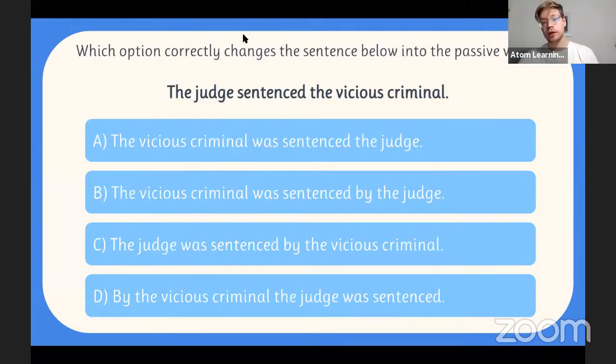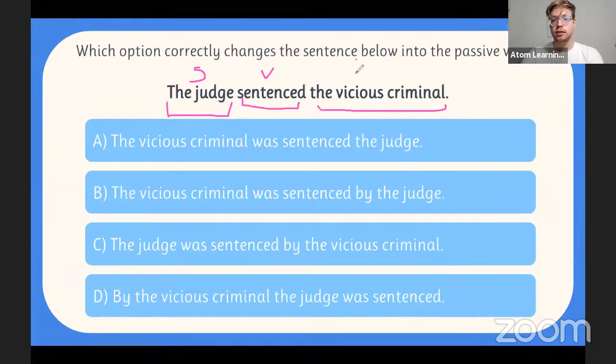Okay, we've had a minute, so I'm now going to start talking through how we do it. So we are changing the below sentence into the passive voice. So we're going from active to passive. So let me get some nice little pens out to show what we need to do. So in this sentence, the judge sentenced the vicious criminal. Let's separate this into its constituent parts. The judge is going to be the subject because it is the person performing the action. Sentenced is going to be the verb because it's the doing words. And the vicious criminal is the object.